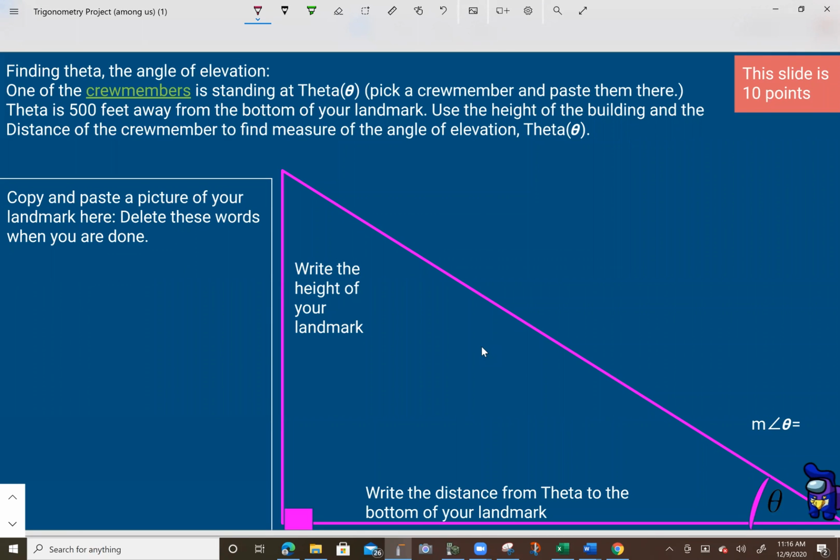Hi, everyone. I want to talk a little bit about slides 5 and 6, I believe. So these are slides 5 and 6. Let's read through in case you have questions. Finding theta, the angle of elevation.